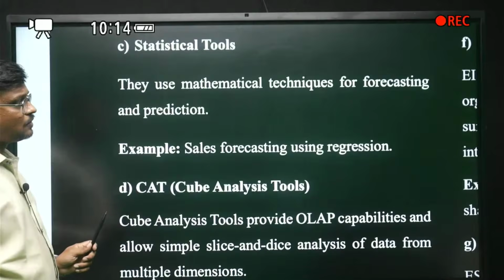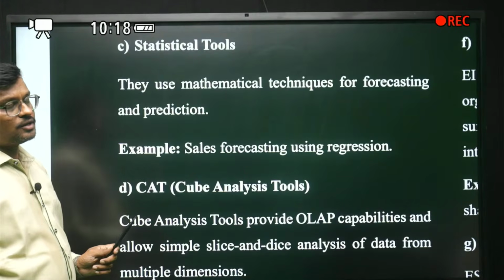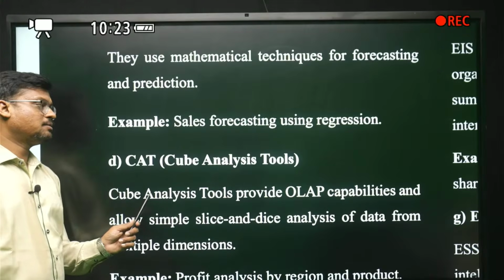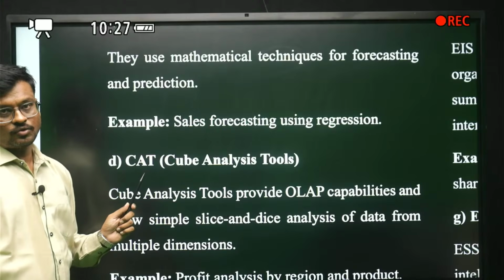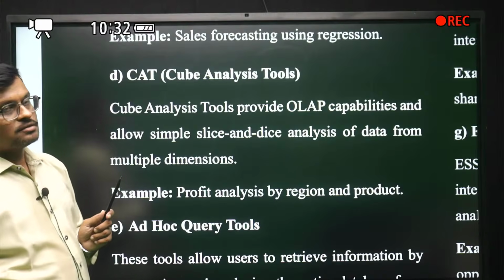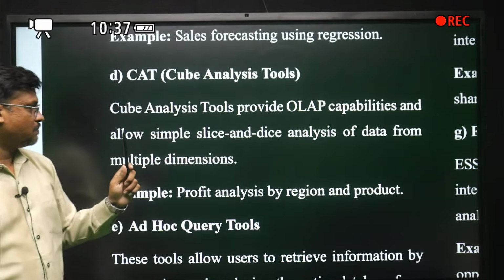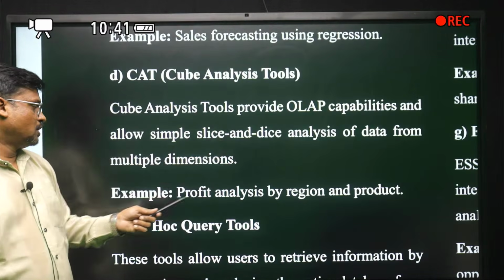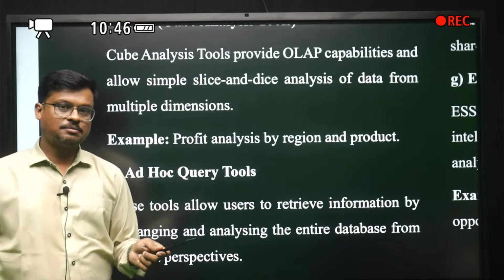Apart from this, we also go with the statistical tools. One of the members of your vendor tools, they use mathematical techniques for forecasting and prediction, like sales forecasting using regression. Okay, as we have that, we also have CAT, that is cube analysis tools. These tools provide OLAP capabilities, allowing simple slice and dice, pivot, drill down, and roll up from multiple dimensions of your data. Example, profit analysis by region and product.